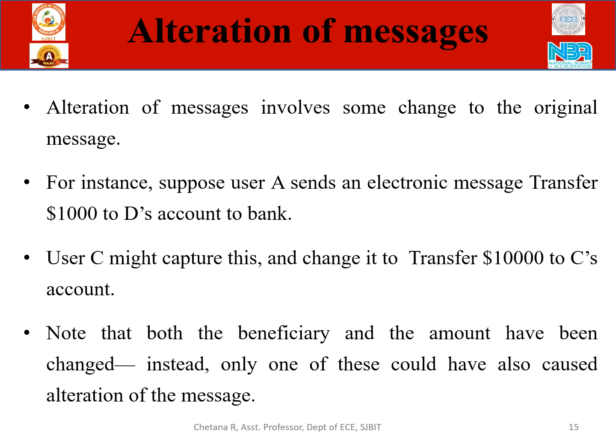Alteration of message, as I told you, is modification of the message. Here, transfer the $1,000 to D's account, but the hacker will capture this information and transfer $10,000 to C's account. So the figure is changed from 1000 to 10,000, and to whom should it reach? From D's account it is going to C's account. Note that both the beneficiary and the amount have been changed instead of only one. This is also possible, and this is called alteration of message.